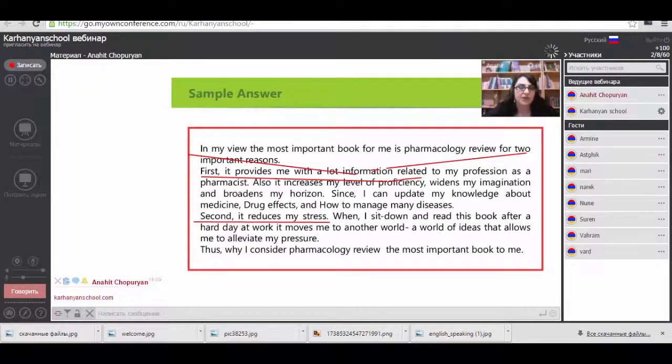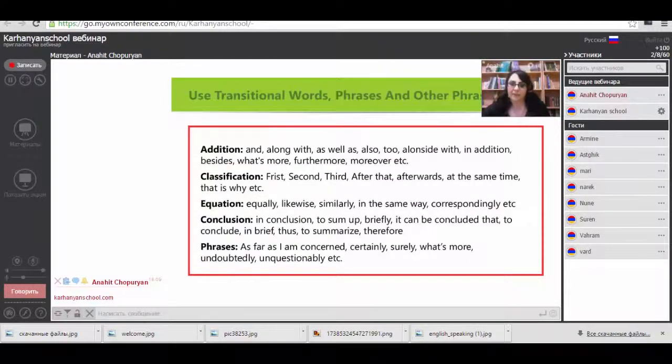It reduces my stress when I sit down and read this book after a hard day at work. It moves me to another world, a world of ideas that elevate my pressure. And that is why I consider Pharmacology Review the most important book to me. Okay, so you understand how generally it should sound. It must have an introduction, the two reasons that you have there, and of course the conclusion. Okay, let's go ahead.